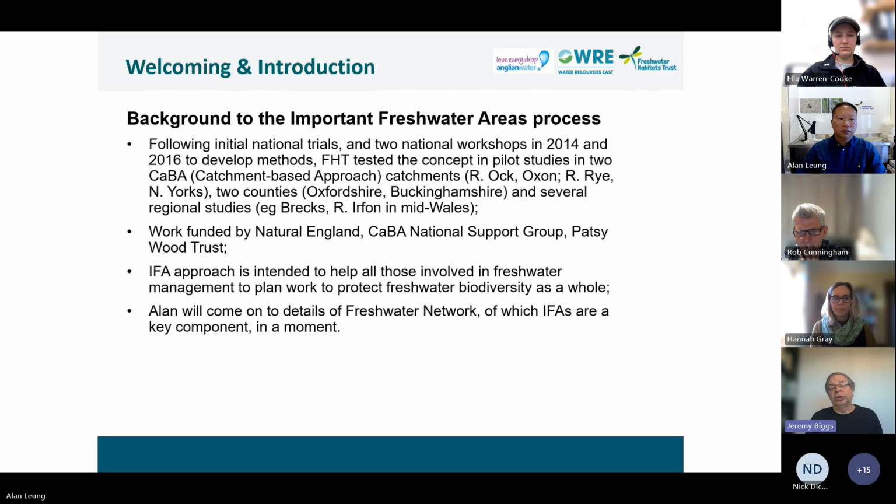And what we're doing with this approach is a bit like Rob was saying, helping everyone who's involved in managing fresh waters to provide a basic plan that can help people to protect freshwater biodiversity as a whole. What we're doing is bringing together the nature and the water sides of information and approaches to fresh water, which can be a bit separated at the moment, just because of the way our policies are operating. And Alan will come on in a moment or two to give a bit more detail about the freshwater network, of which the important freshwater areas are a key component.